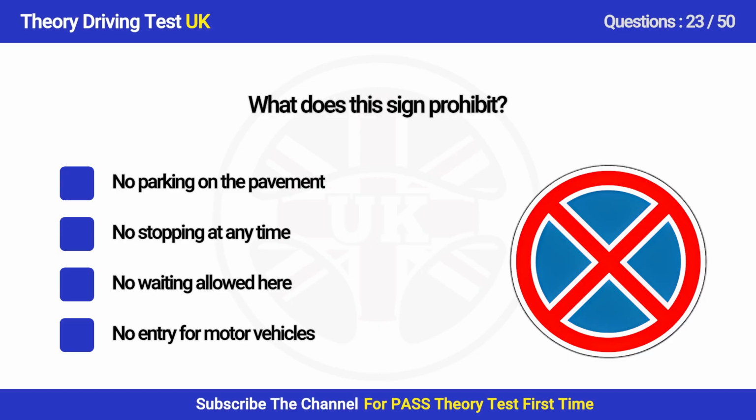A. No parking on the pavement. B. No stopping at any time. C. No waiting allowed here. D. No entry for motor vehicles.